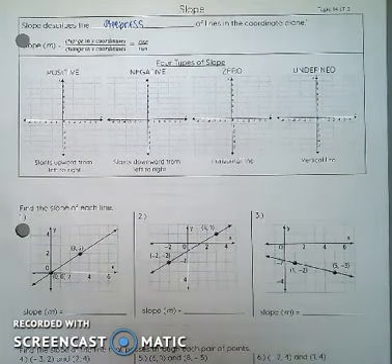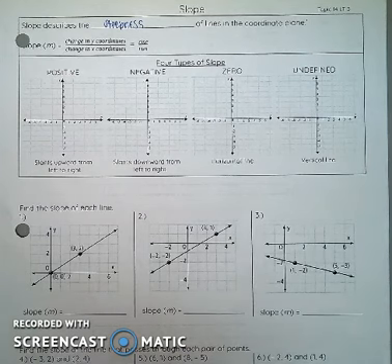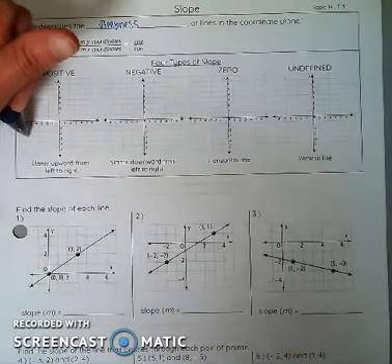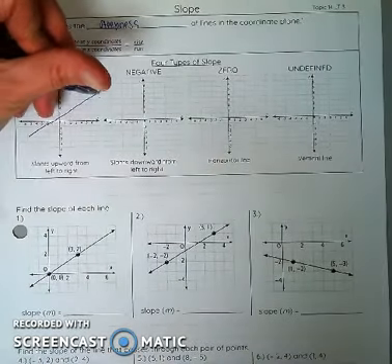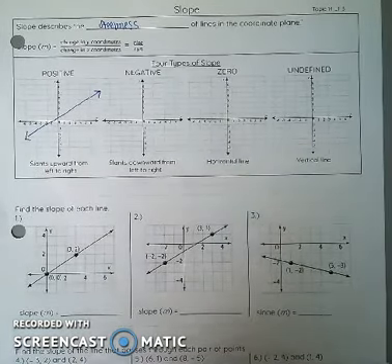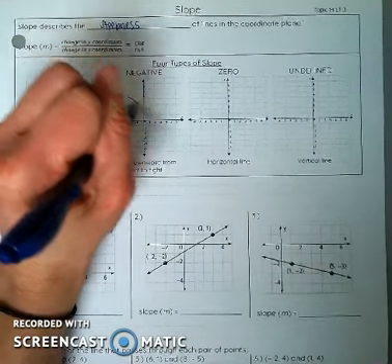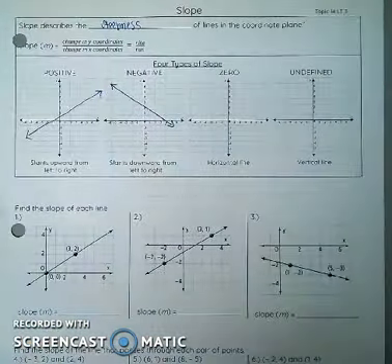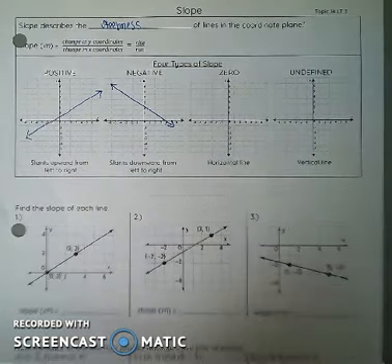Now we have four main types of slope. We have positive, negative, zero, and undefined. So a positive slope is something that's going to slant upward as we go left to right. So it would look kind of like this. A slope that's negative is going to go down as we go left to right. And we'll talk about exactly how you might get a positive or a negative number later.